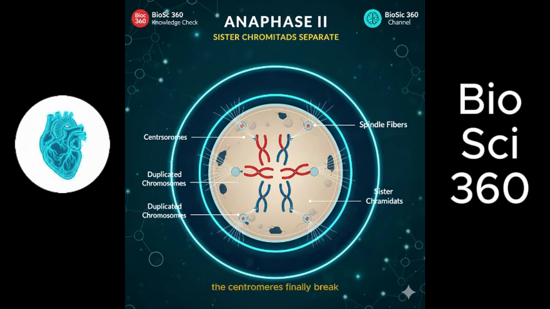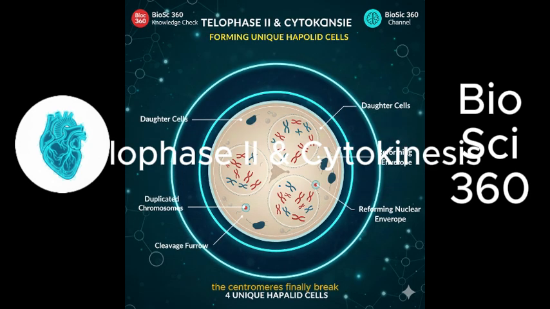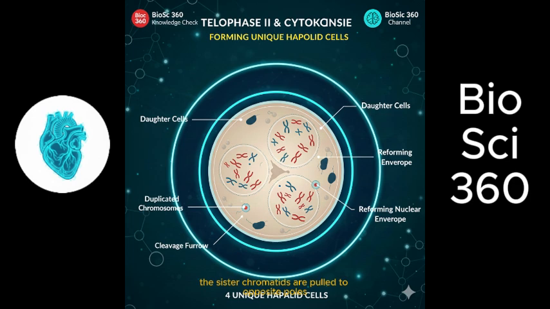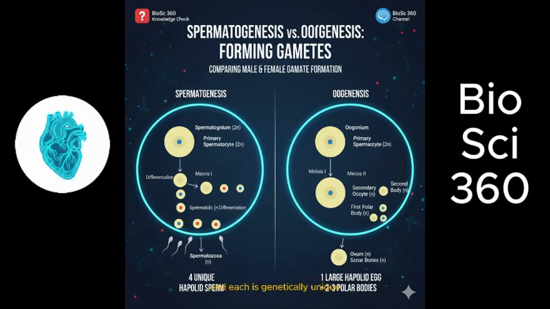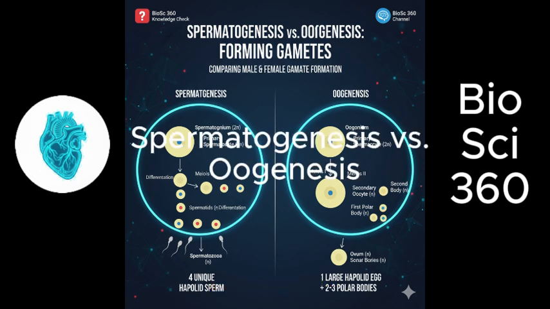Anaphase II. The centromeres finally break. The sister chromatids are pulled to opposite poles. Telophase II and Cytokinesis. New nuclear membranes form. The cells split. The result? You now have 4 daughter cells. Each is haploid. N equals 23, and each is genetically unique.